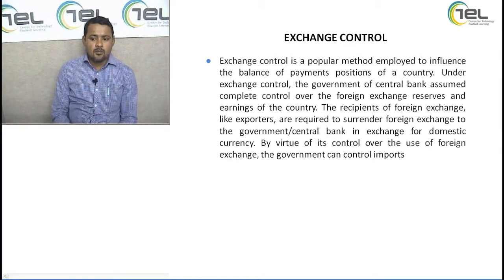Exchange control. Exchange control is a popular method to employ to influence the BOP. Under exchange control, the central bank of the country assumes complete control over the foreign exchange reserves and earnings of the country. The recipients of the foreign exchange, like exporters, are required to surrender all the foreign exchange they receive to the government and the central bank in exchange of domestic currency.